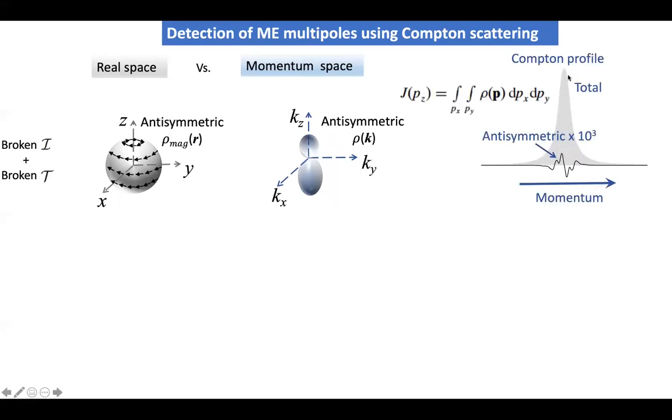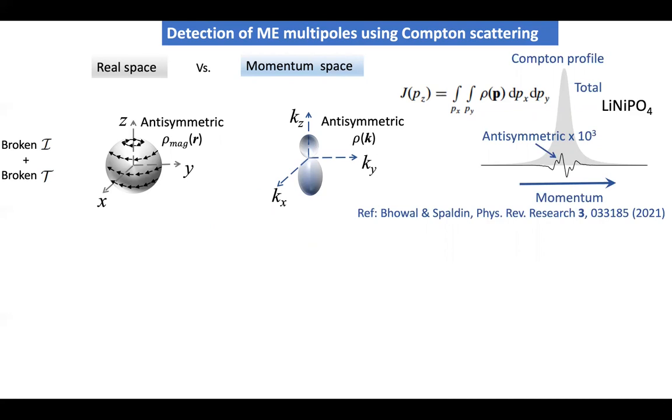Here, the measured quantity is the Compton profile that carries this information of electron density in the reciprocal space. Since we have an antisymmetric electron density, we expect an antisymmetric signal in the Compton profile. In my talk, taking the example of lithium nickel phosphate, I will discuss the factors, the parameters that control the strength of this signal.